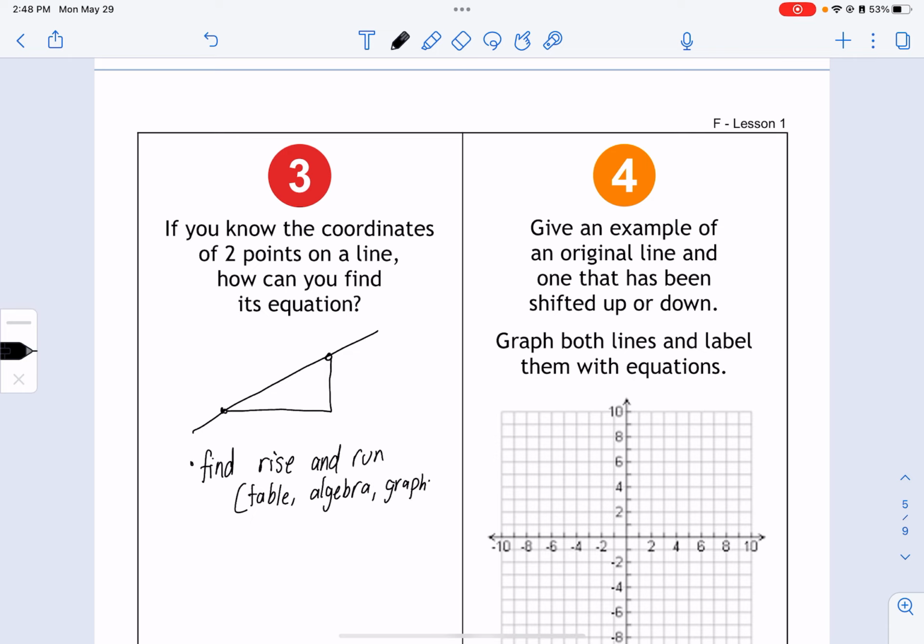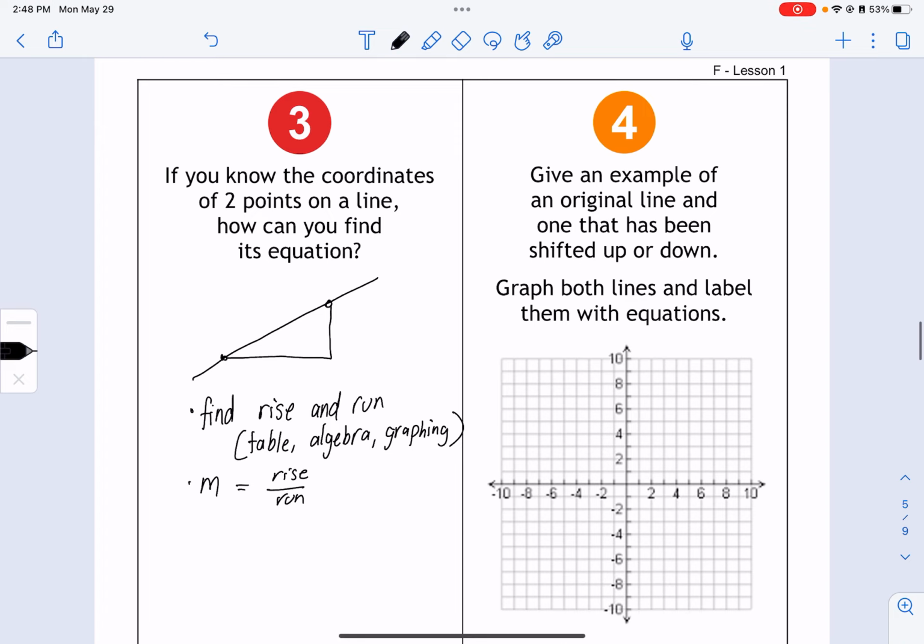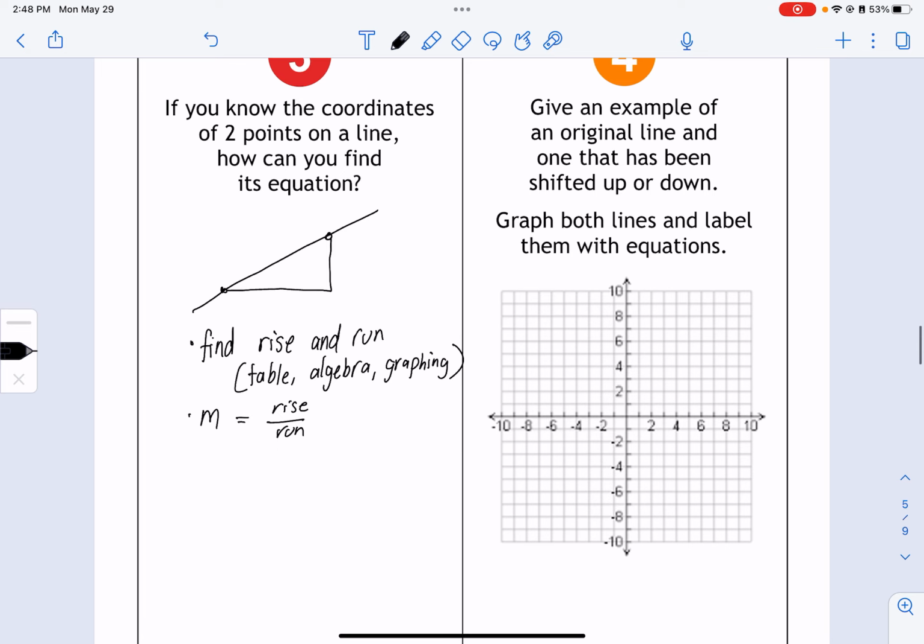In Unit D, maybe B, we saw a few different ways to do this. So we can find the rise and run, and the slope is rise over run. So we immediately have one of our two parameters. The m is done. From there, we can take the x and y coordinates and plug them in. If we use y equals mx plus b, we now know an x, we know a y, we know an m, and we can solve for b.